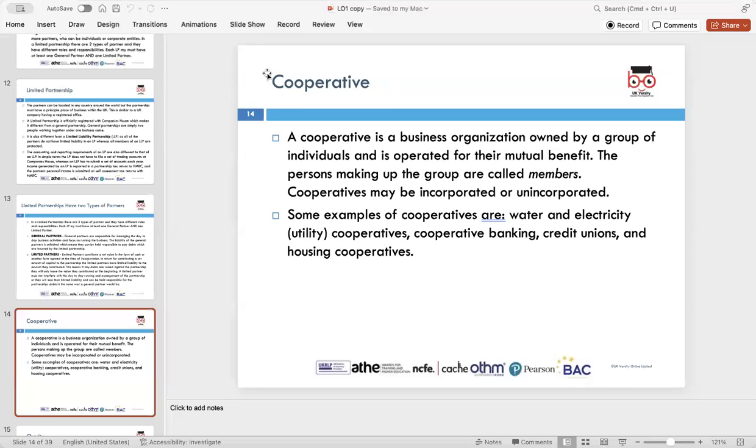Okay, so the term cooperative refers to a commercial organization that is owned by a group of individuals and is managed with the purpose of providing mutual benefits to those individuals. The individuals that are part of the group are referred to as members. So both incorporated and unincorporated cooperatives are viable options. The following are some examples of cooperatives: cooperatives for water and electricity, like utility cooperatives, banking, credit unions, and housing cooperatives.